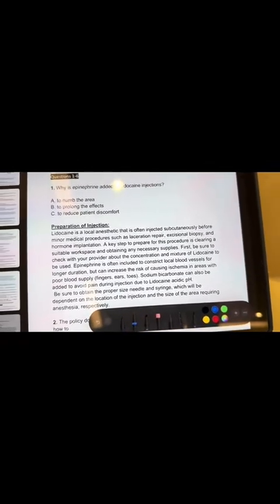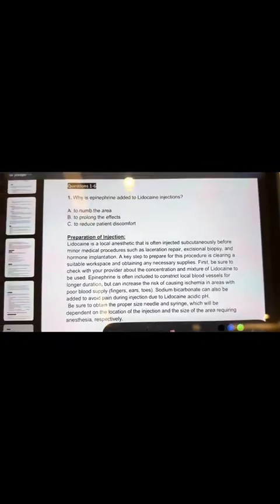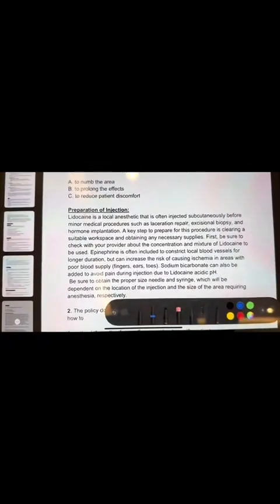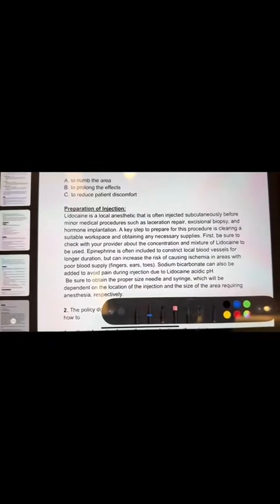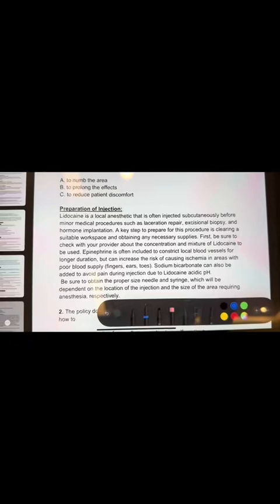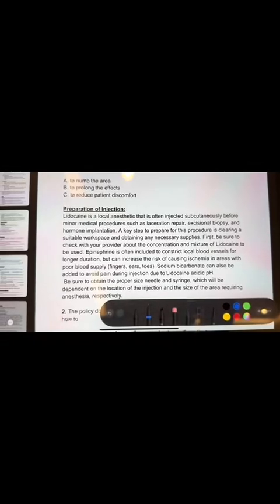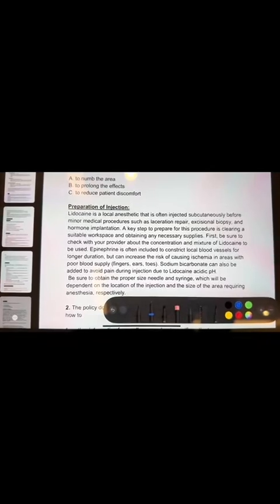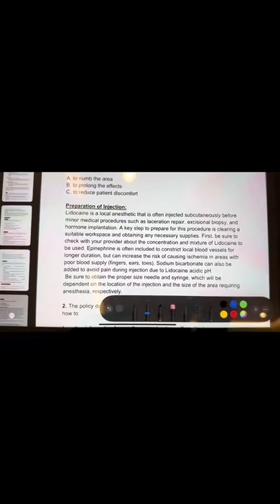Here you are provided a text which is about preparation of injection. I'll read this text and then I'll take you toward the questions. Okay. Lidocaine is a local anesthetic that is often injected subcutaneously before minor medical procedures such as laceration repair, excisional biopsy, and hormone implantation. A key step to prepare for this procedure is clearing a suitable workspace and obtaining any necessary supplies. First, be sure to check with your provider about the concentration and mixture of lidocaine to be used. Epinephrine is often included to constrict local blood vessels for longer duration.